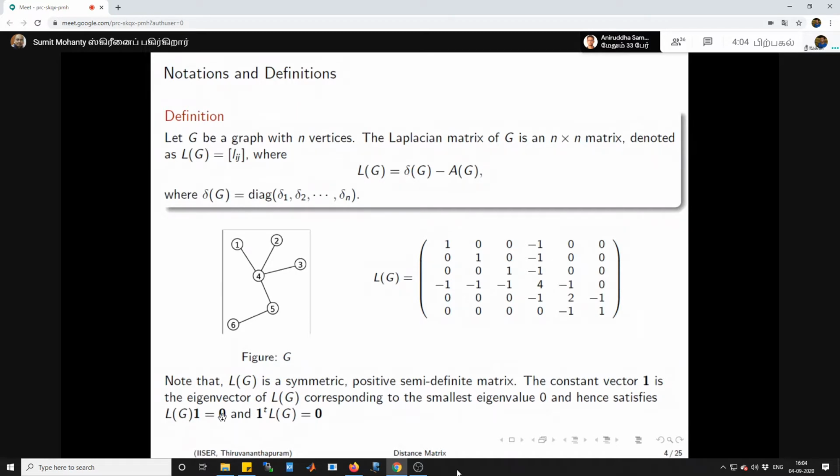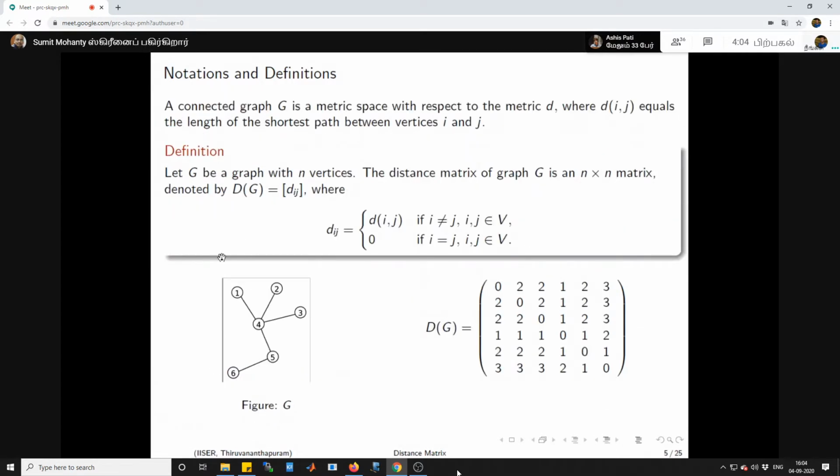Next we will define the distance matrix. Given a connected graph, you can define a metric on graph G by defining d ij equal to the length of the shortest path between vertices i and j. The distance matrix is d ij. In the whole talk, I am only dealing with finite graphs, so all are finite matrices. The distance matrix is denoted by D G, and the ij th entry is the distance between i and j, and 0 on the diagonal.